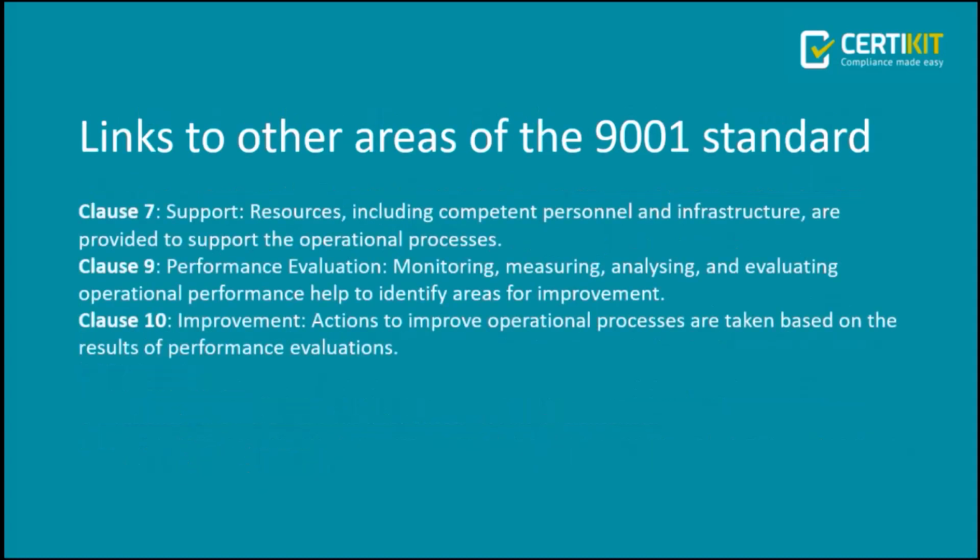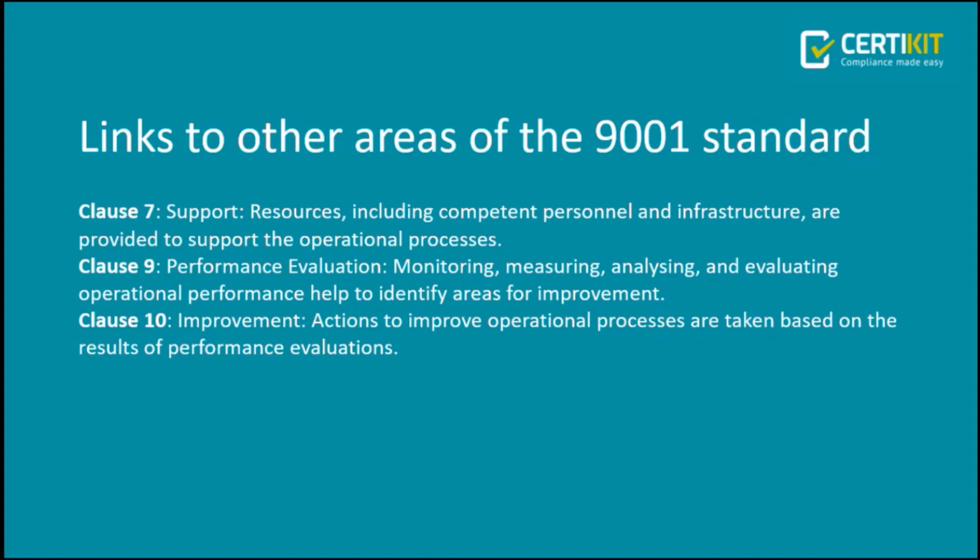Also, Clause 7. In here, these are resources. So Clause 7, support, covers resources. That includes competent personnel, ensuring you have the right infrastructure for you to fulfill your requirements for construction, production, whatever it is. Do you have the right equipment? All of this is Clause 7, and this is how it impacts on Clause 8. So in Clause 7, you identify what you need for your processes to succeed.